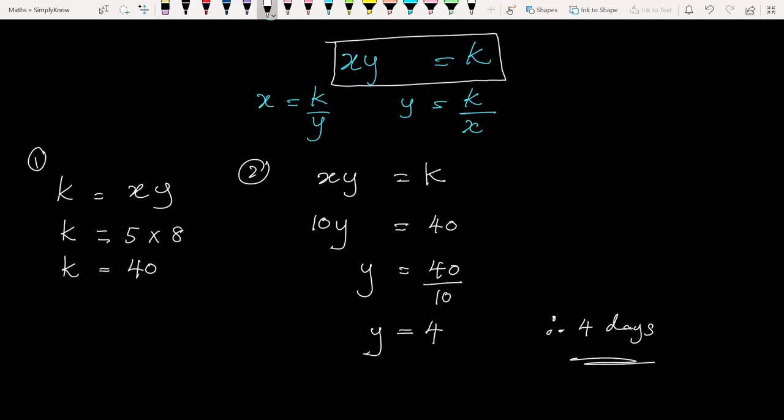I hope you understood all 4 methods. So what is your most preferred method? For me, it's the third method.